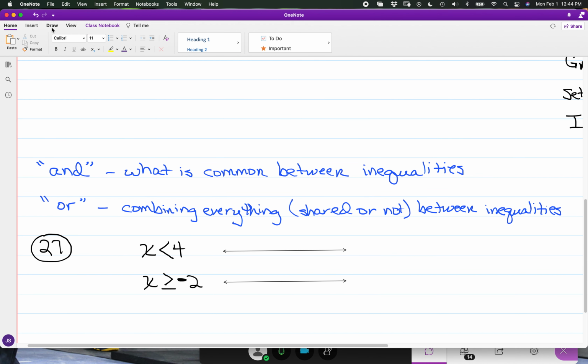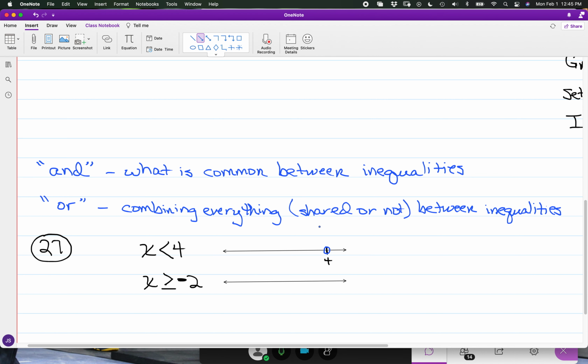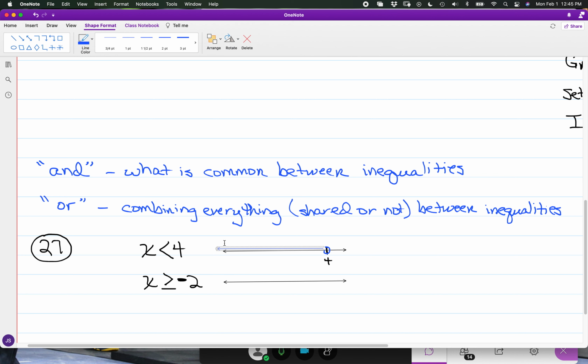so we have with x is less than 4, so 4 is not included. It's just that everything in x is less than 4. So I'm going to have an open circle or parenthesis on 4. Then for less than 4, I'm going to have activity going continuously out to the left.